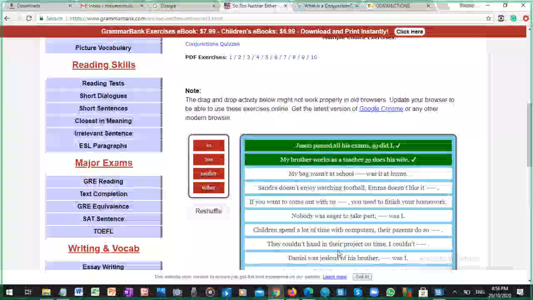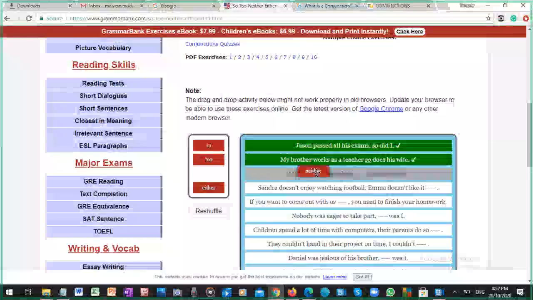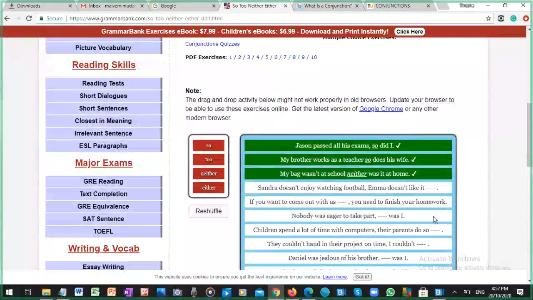Okay, and the next one. My bag wasn't at school, dash, was it at home? Neither. Well done, that's correct. My bag wasn't at school, neither was it at home. Well done, okay.